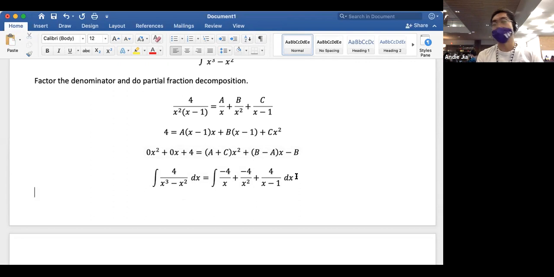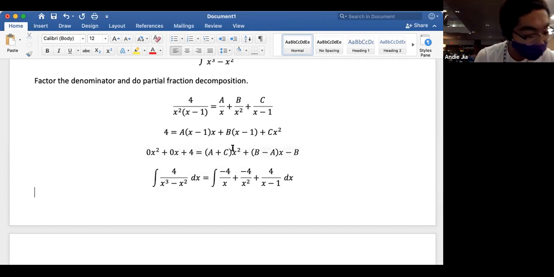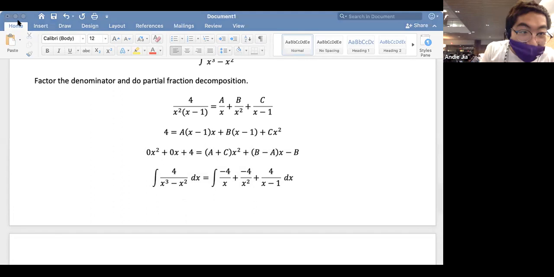I'm not going to do the rest of the computation because that's just a basic integration here. So more partial fractions.